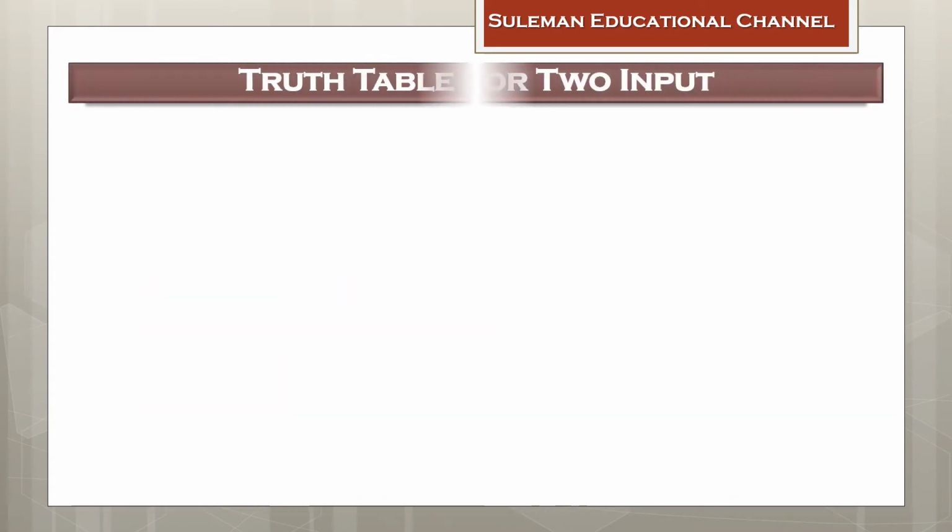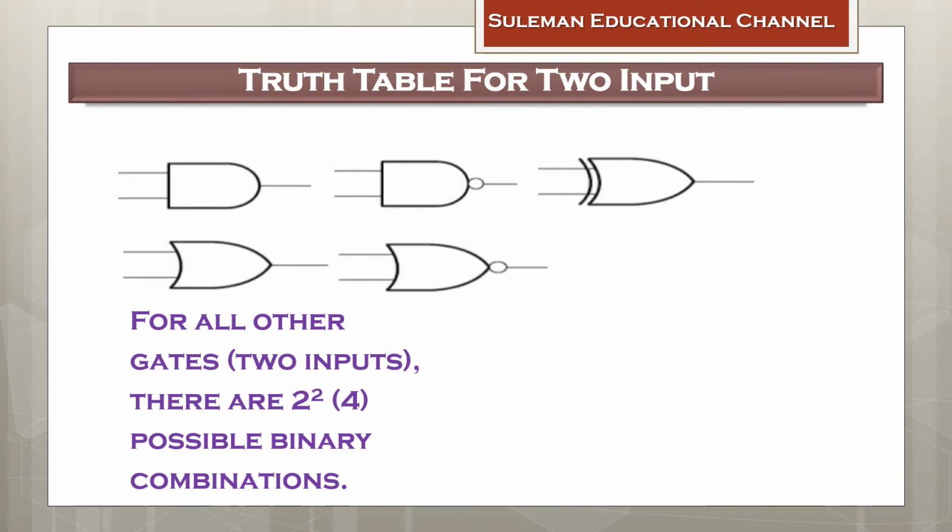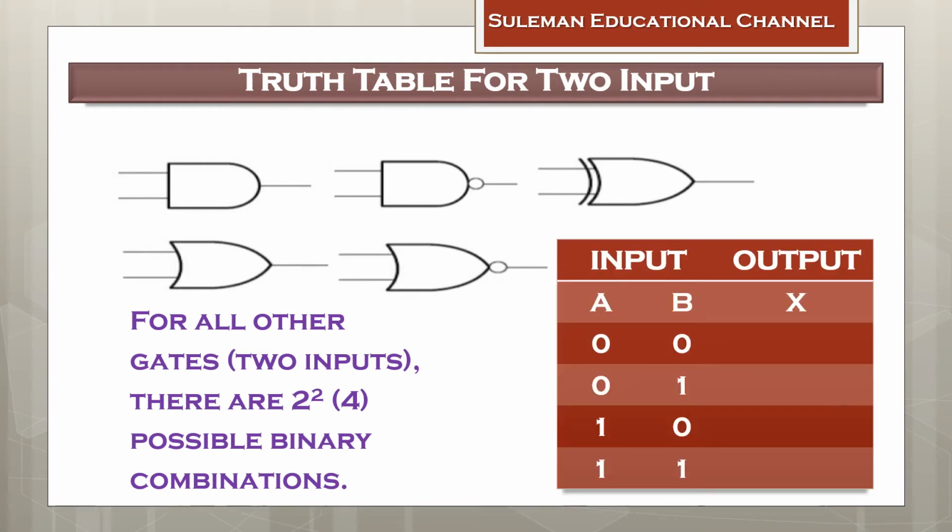All the other logic gates take 2 input. Therefore, 2 power 2 that is equal to 4 possible combinations. As you can see in the table, A and B are input whereas X is the output. The first combination is A is 0 and B is 0. Then the second combination is A is equal to 0, B is equal to 1. The third combination is A equals to 1 and B equal to 0. The fourth combination is A equals to 1 and B equals to 1.